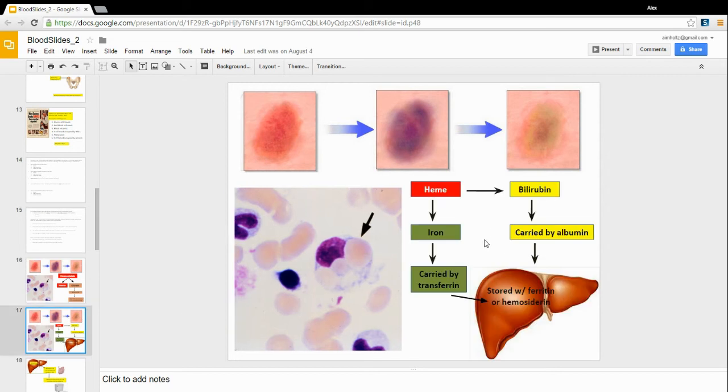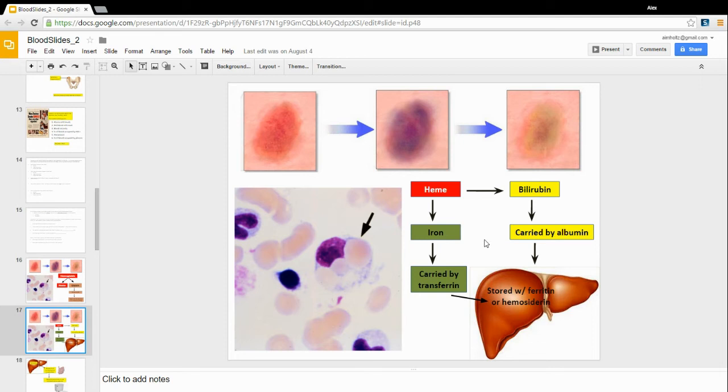What we're going to do to that heme is take out the iron. We've got to recycle the iron. Iron is a valuable commodity. And the iron is going to be carried by a plasma protein, a globulin, called transferrin, which literally means iron across. The iron is going to be carried to the liver, and we store it there as protein complexes. There's one called ferritin, one called hemosiderin.